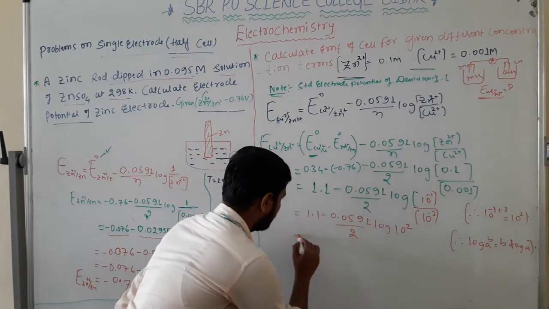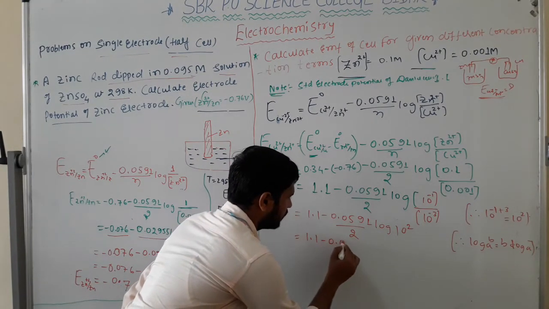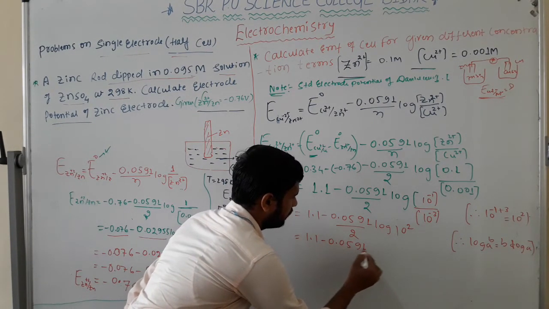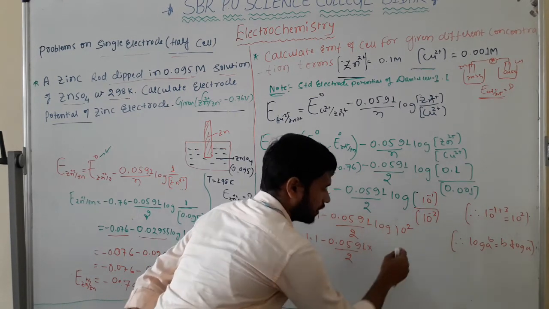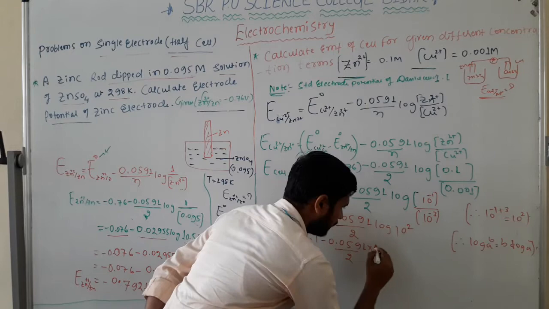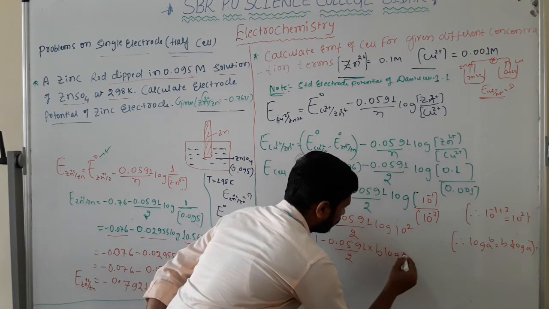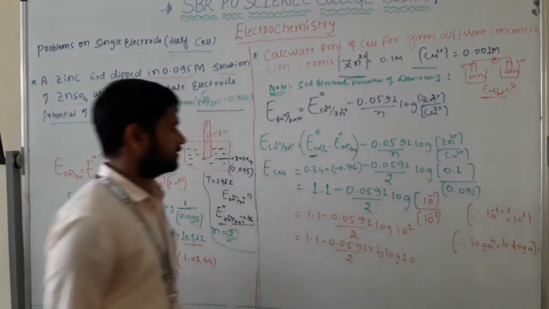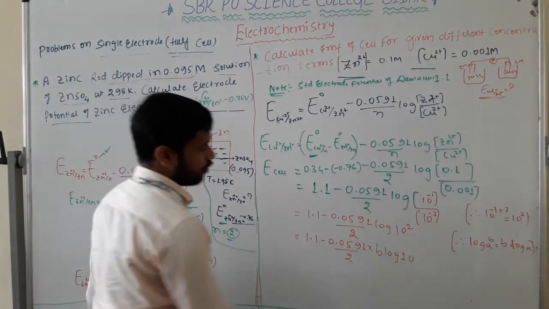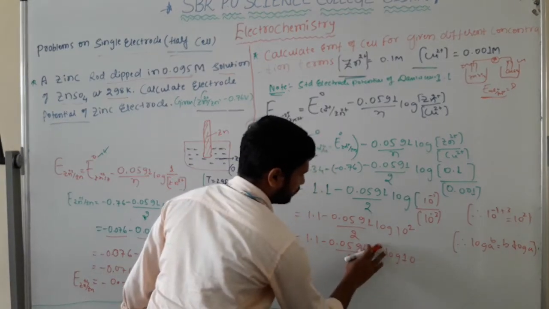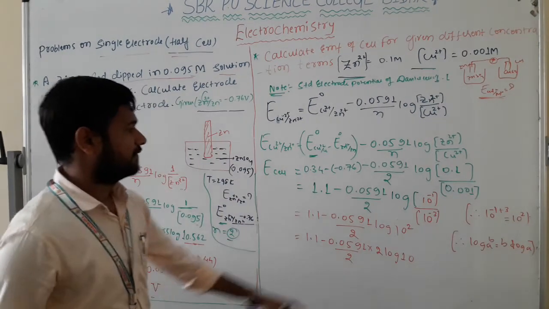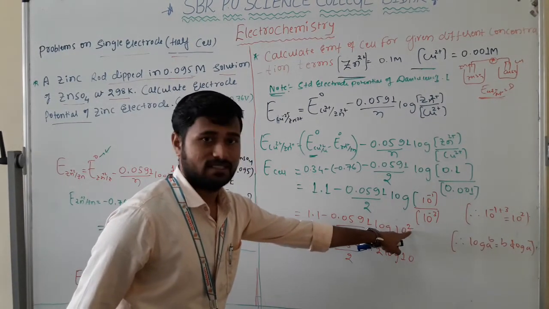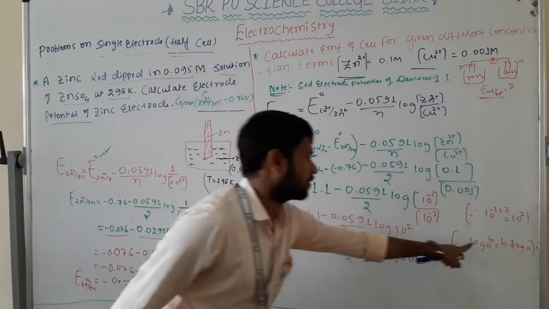Now what happens here? 1.1 minus 0.0591 divided by 2. I am writing here 2 log, because log a power b is nothing but b log a. This is b log 10, log base 10. B in the sense 2 log. This is 2 and this is the power, it is coming in front of the log. Okay, log a power b.